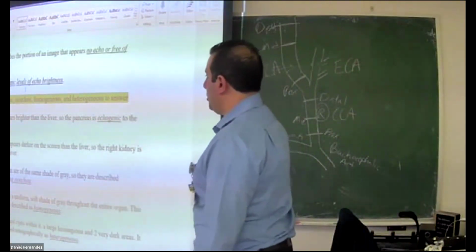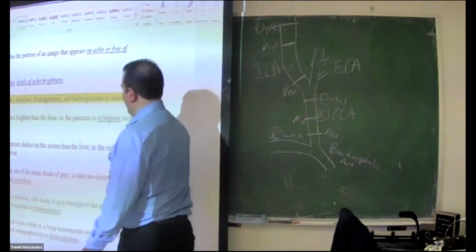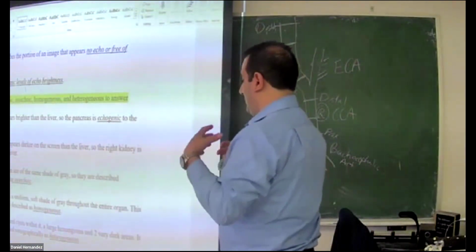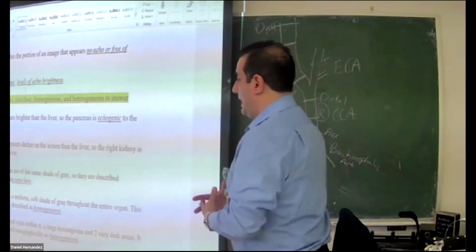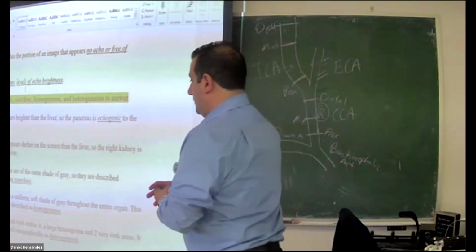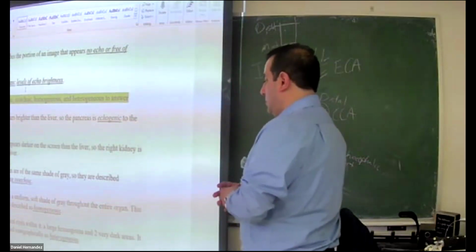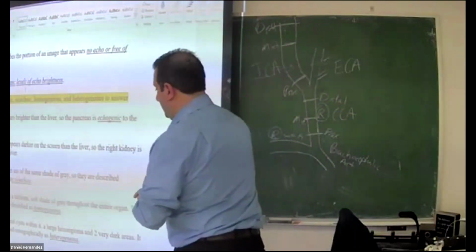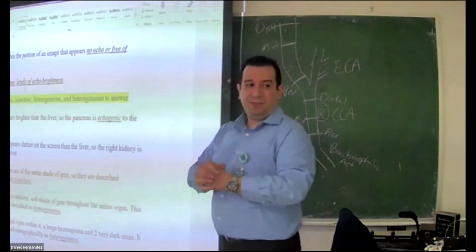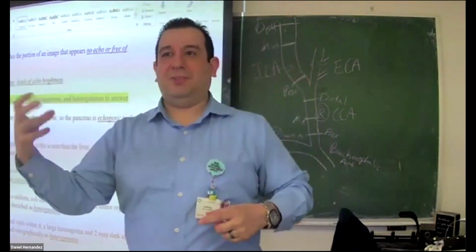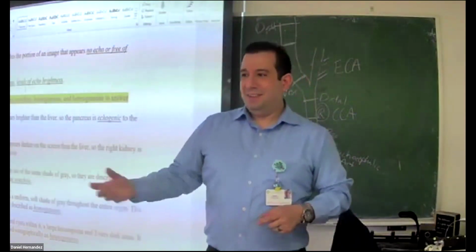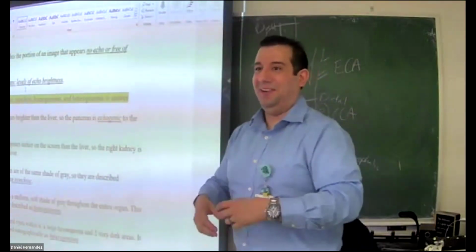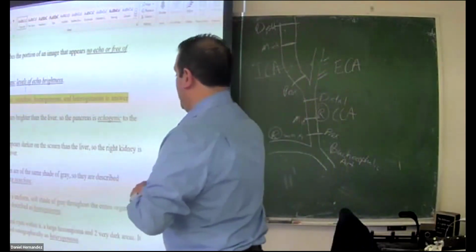Then we have two terms, homogeneous and heterogeneous. Homogeneous means that everything is a similar echogenicity or similar echo texture. A normal liver has a uniform soft shade of gray throughout the entire organ. We describe this sonographically as being homogeneous. Sometimes you might see milk referred to as homogenized. You pour a glass of milk, it's the same shade of white. You don't see speckles of other colors in there. That's what homogeneous means.